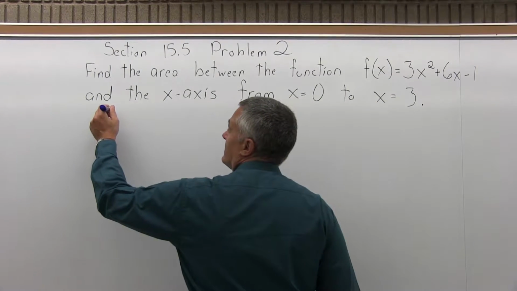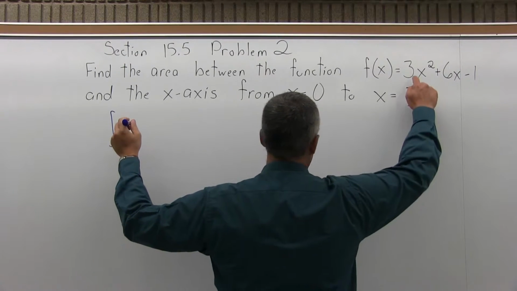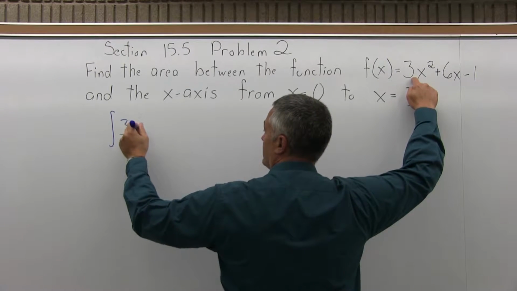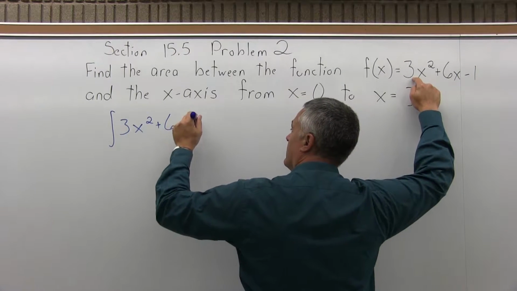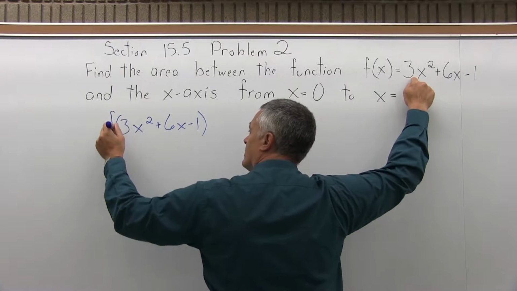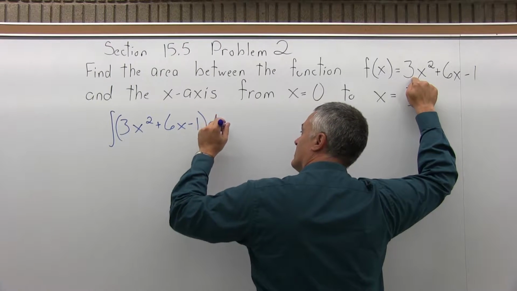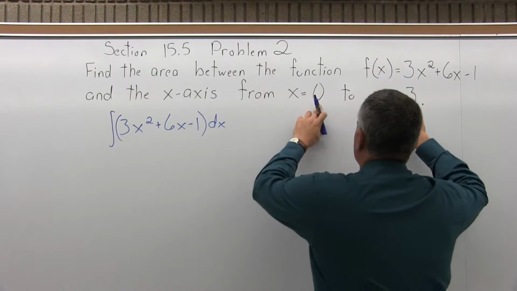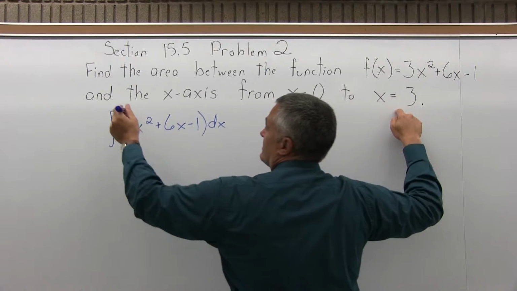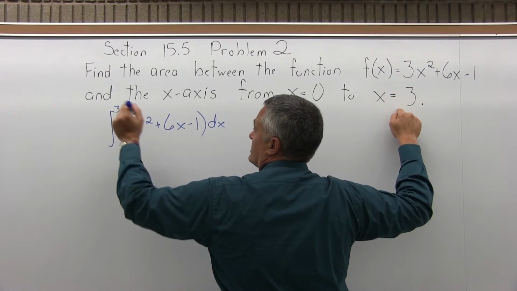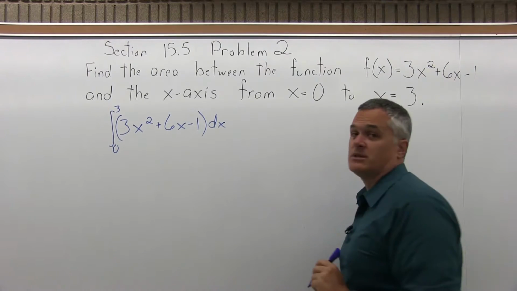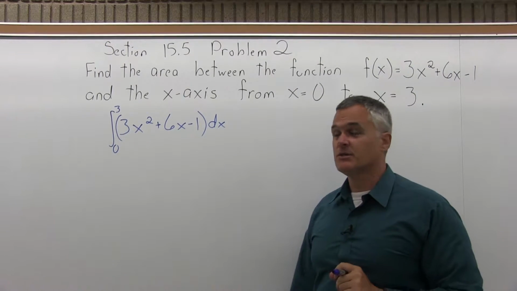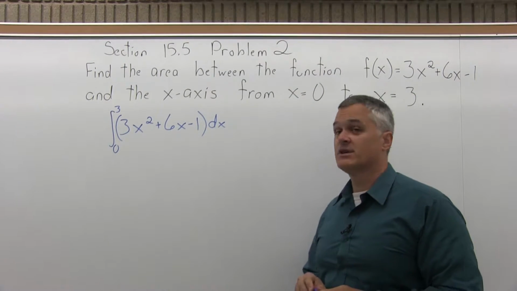So you want to take the integral of 3x squared plus 6x minus 1, the function that they give us for the problem. And because we're taking an integral, we need to have a dx with it. The x equals 0 and x equals 3 are your limits of integration. The larger value, the 3, will be the upper limit of integration, and the smaller value, the 0, will be the lower limit of integration. So we have to solve this definite integral.